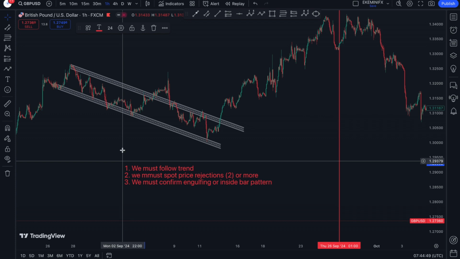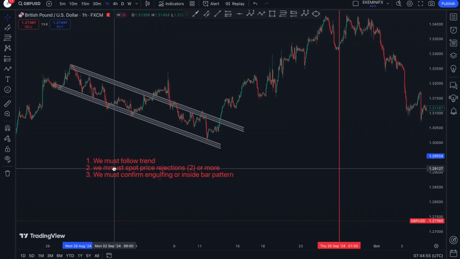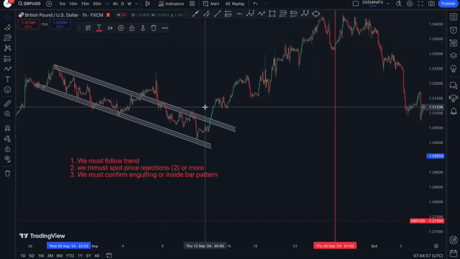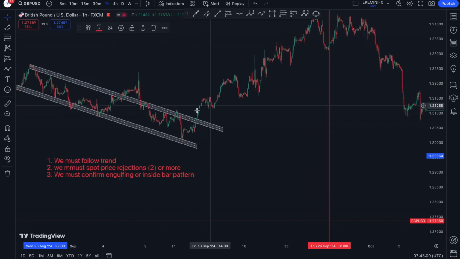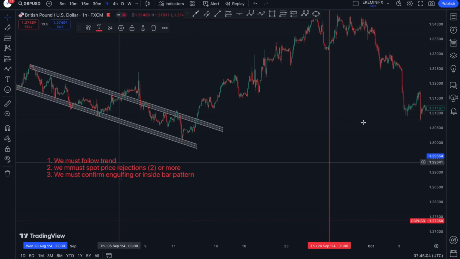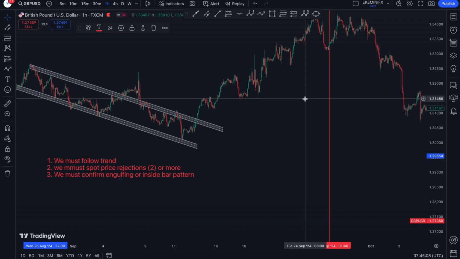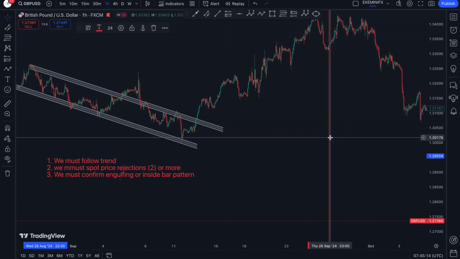So let us see. We must follow trend. First of all, what is this trend that we are looking at? We are looking at a bullish trend. So are we on number one? Yes, we are on number one. Then two, the rule says that we must spot price rejections. Good. I'm going to delete this here.